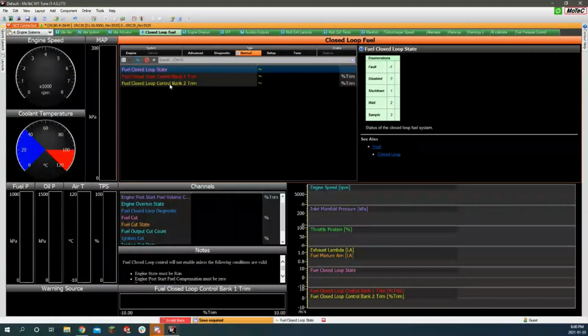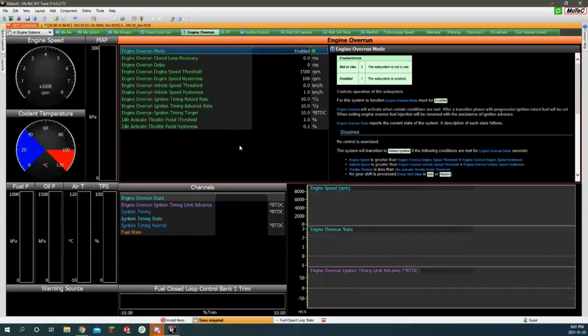Closed loop fuel. This is more of a diagnostic thing, because the closed loop fuel stuff is set in tuning. So this is just to look at it.